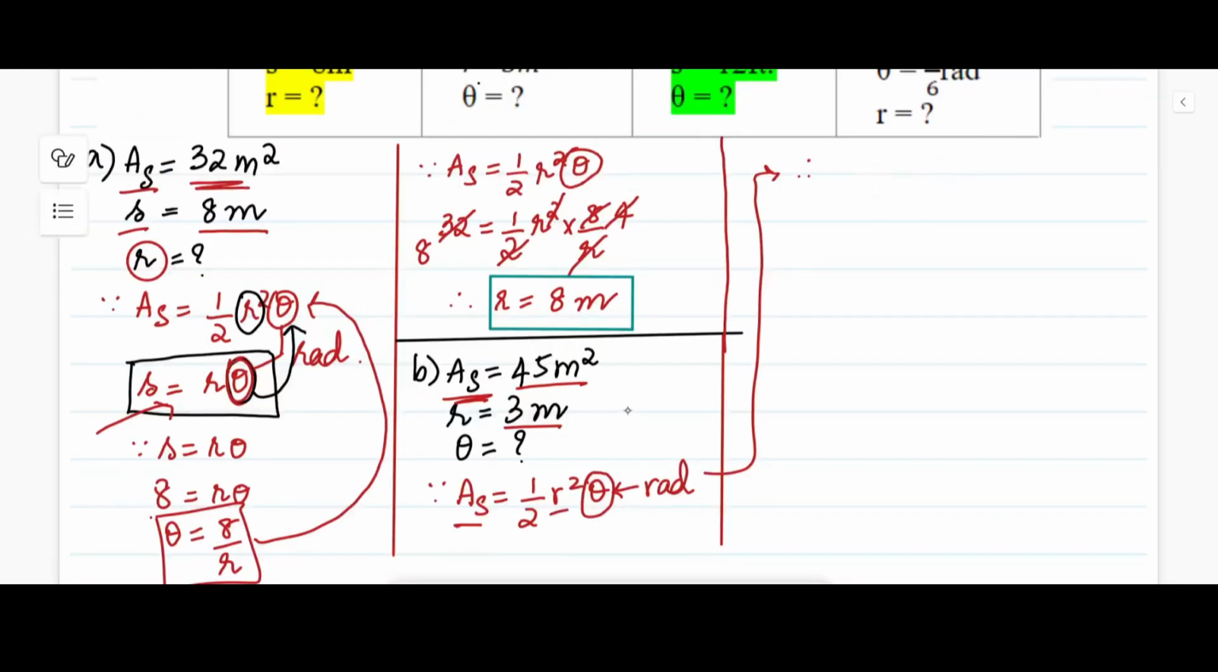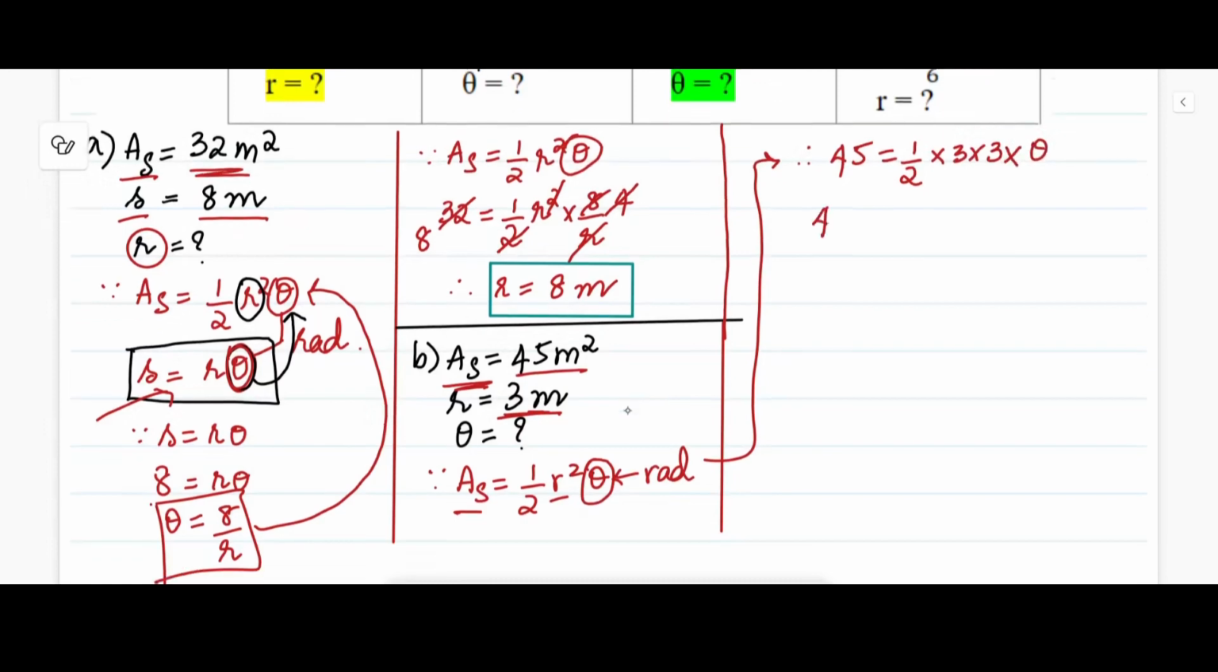So the area of the sector which they've already given is 45 meters square. So 45 meters square is equal to half r square. So r they've already given, that is 3 meters. So half into 3 into 3 into theta, which we have to find out. So 45 is equal to half into 9 into theta. So 9 into 5 is 45. Therefore we get the value of theta to be equal to 10 radians. So our final answer is theta is equal to 10 radians.